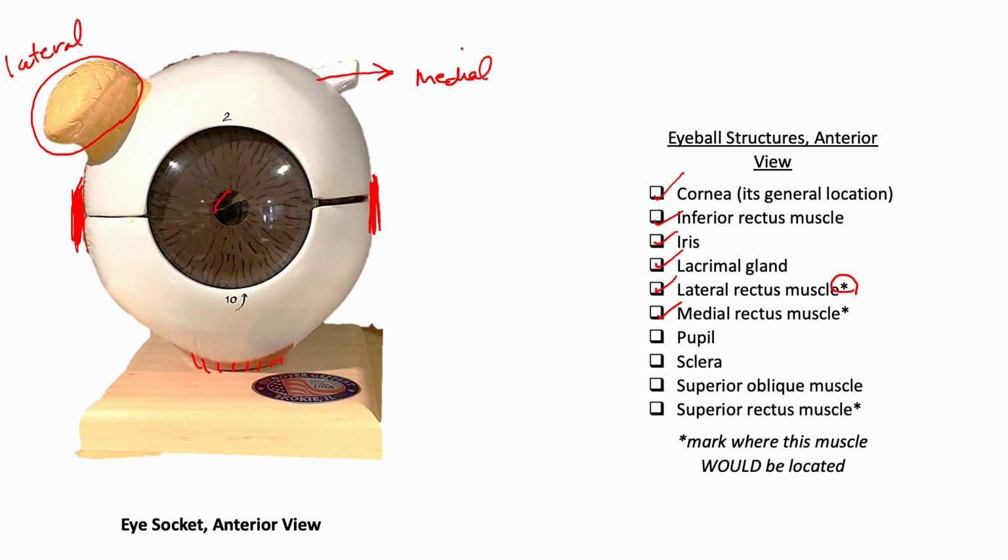Now the pupil, right, is the area in the middle that can change shape, that it can be dilated, or the sphincter can make it narrow. The sclera is all the white connective tissue part that we see. We've already identified this as the superior oblique muscle, right, that's going in the medial direction. And then we need to identify where the superior rectus muscle would be located. So it would be here, right, at the top. It would be heading straight back, right, that rectus muscle posteriorly.